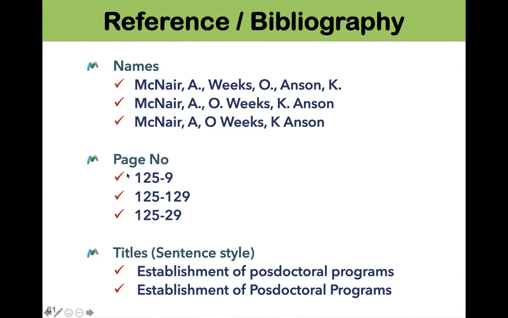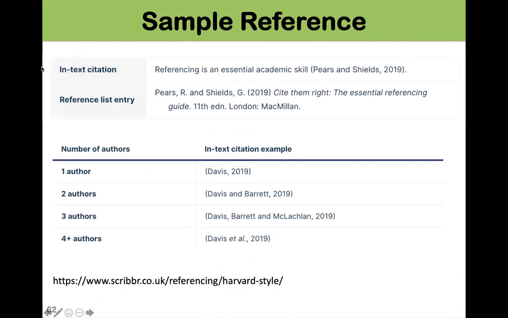The page numbering can be full numbering or half numbering. And the title could be sentence style or whatever style, again depending on the journal. So you should check the journal. Scribbr has referencing guidelines for every style. If you don't know what they are, it shows you how the in-text citation should look. If you go to this link, you will see, for one author, how to put in-text citations within the text, and how it should be entered in the reference list.